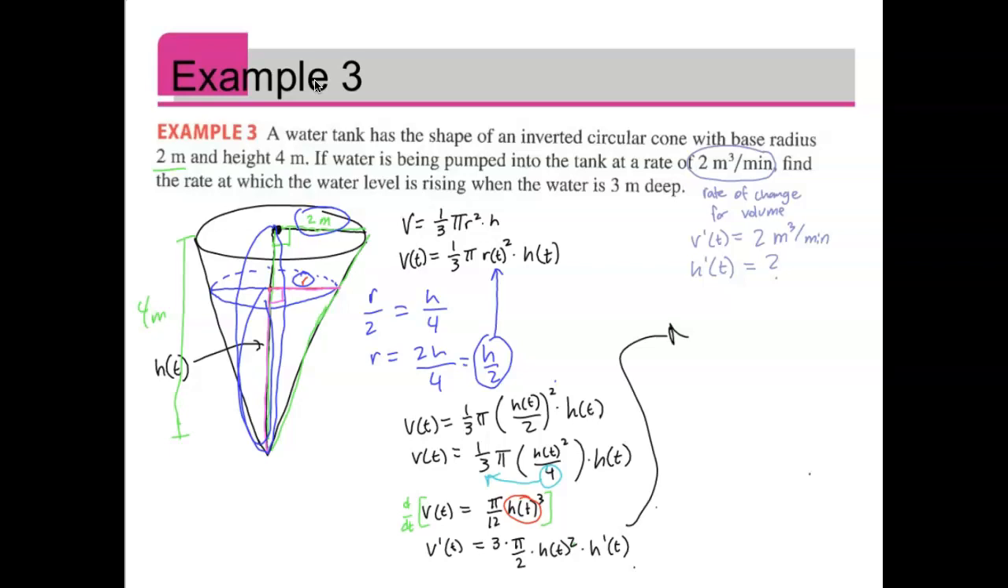All right. Once you've taken the derivative, you want to plug in values for everything but the unknown you're trying to solve for. So do I have a value for V prime? Do I know what V prime is? 2? Good. So 2 equals, whoops, that's 3 pi over 12, not 3 pi over 2. So that 3 pi over 12 can reduce to pi over 4 times. Do I have a value for h of t? Is there a value I can plug in for h of t?